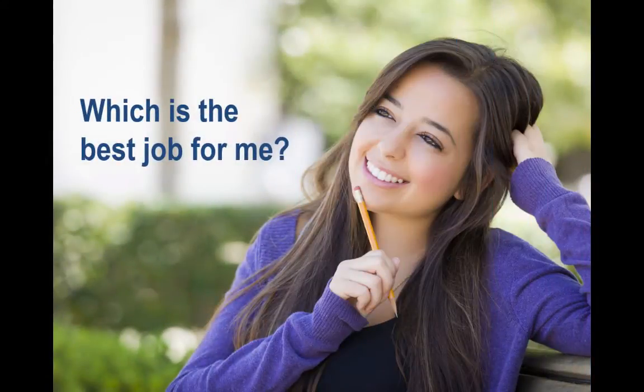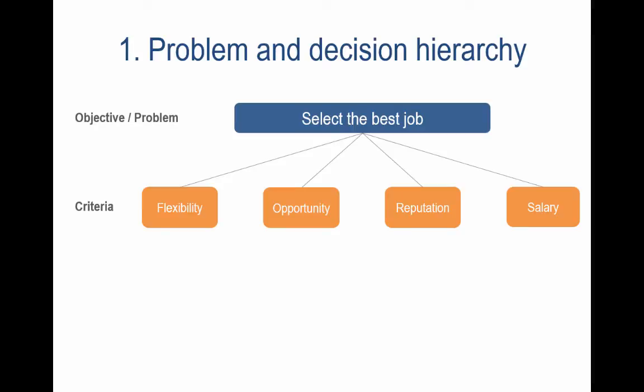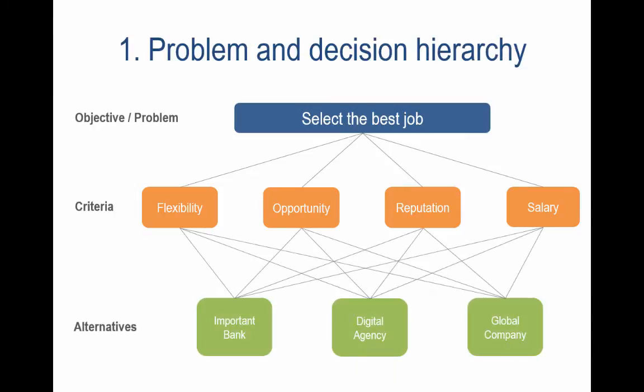So, let's go back to our original problem. Which is the best job alternative for me? And let's construct our decision model hierarchy, which is the first step of the process. Here, the problem is placed on the top of the hierarchy. Then, the criteria that have to be considered to make the decision are placed on the second level. And the possible alternatives that solve the problem are later placed in the third level of the hierarchy.